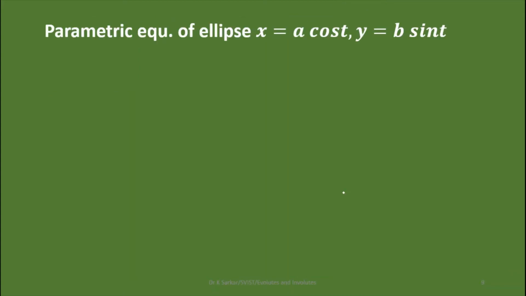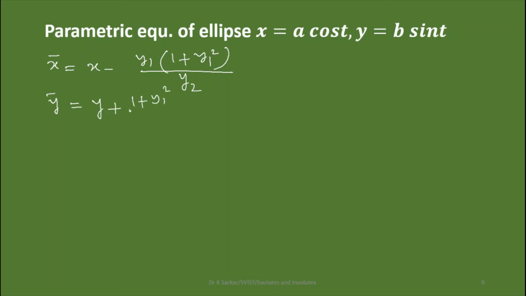We know the parametric equation of ellipse, x equals to a cos t and y equals to b sin t. And we have to find the center of curvature using this parametric equation and also the formula x bar equals to x minus y1 times 1 plus y1 square by y2, and y bar is y plus 1 plus y1 square by y2. So we have to find y1 and y2.